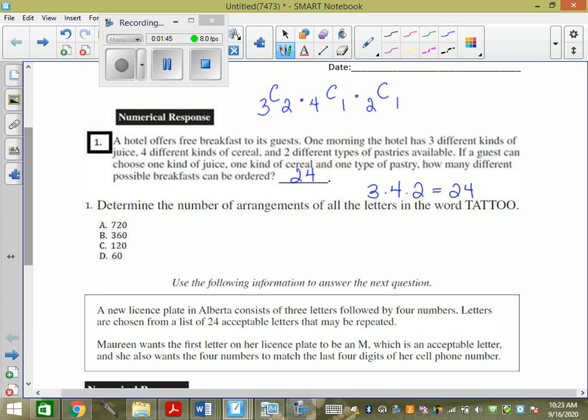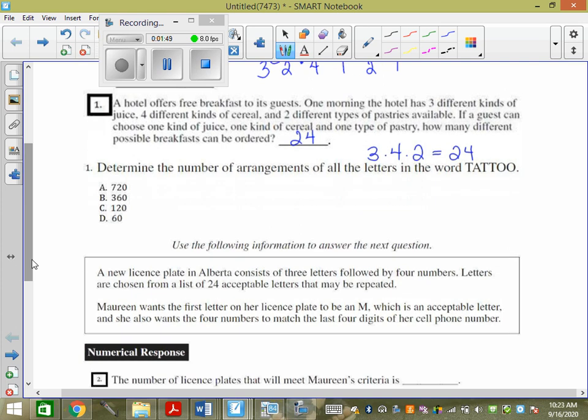Okay? Number 1, determine the number of arrangements in tattoo. So this is the whole word. Is there anything being held together, anything? Nope. So when it's just the whole word, we can just go 6 factorial, however many letters there are, over 3 factorial, 2 factorial. But we have to remember to put them in brackets. Brackets is key. So what's the answer to that? 60?